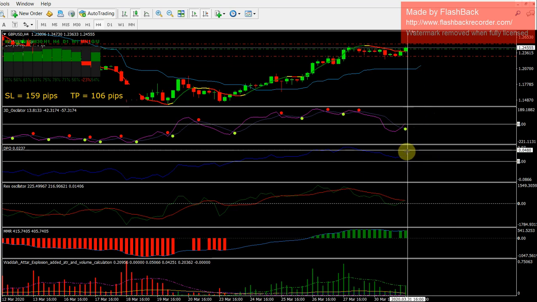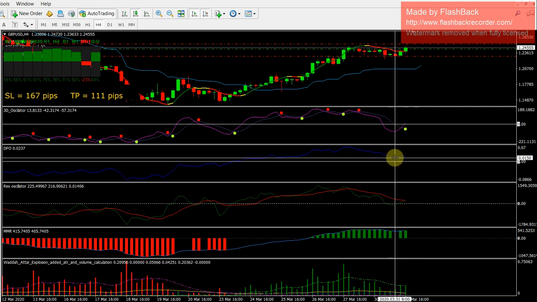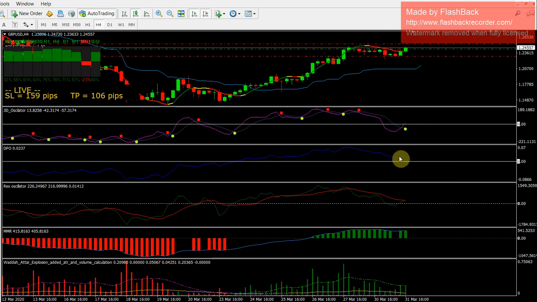And then you have here the DPO indicator. It's a zero line, volatility indicator, and this one is above the zero line here too, pointing a bit up.